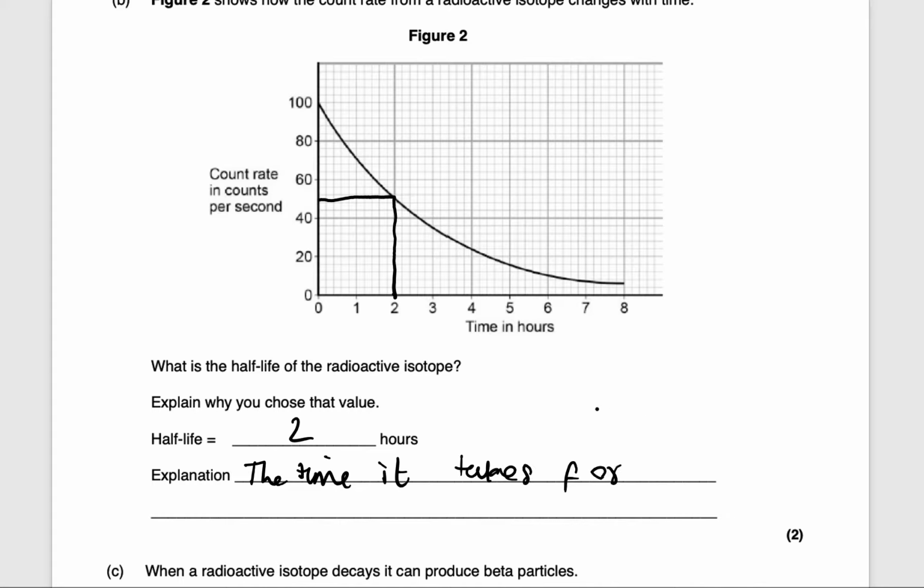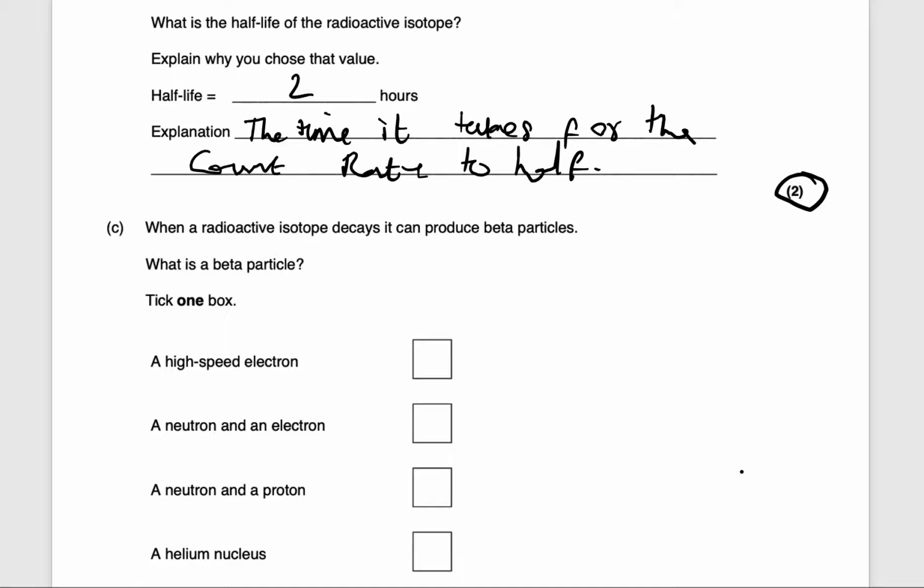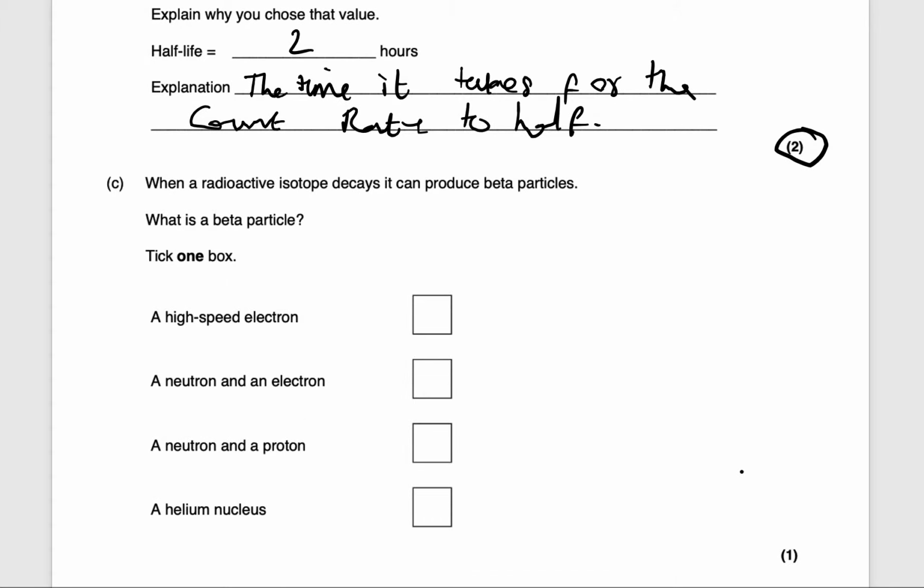So the time it takes for the count rate to halve. The count rate to halve. And that would be 2 marks. Next question. When a radioactive isotope decays, it can produce beta particles. What is a beta particle? Easy 1 mark question. It's a high-speed electron. Okay, 1 mark.